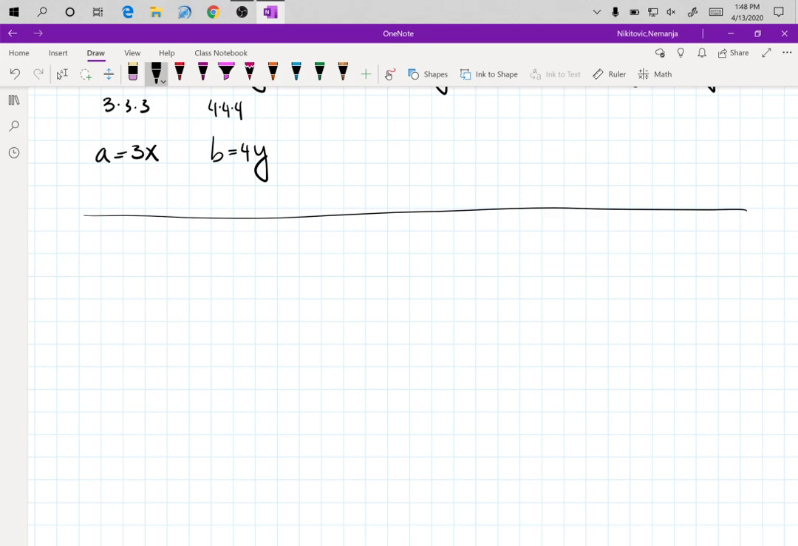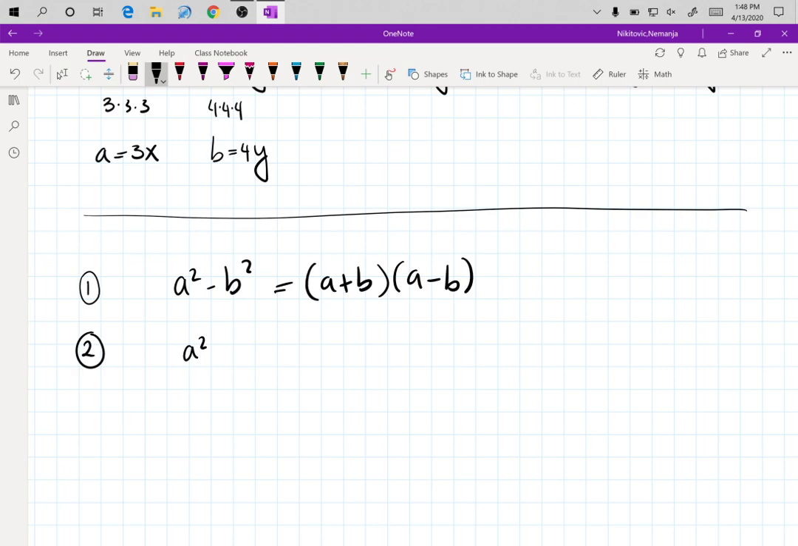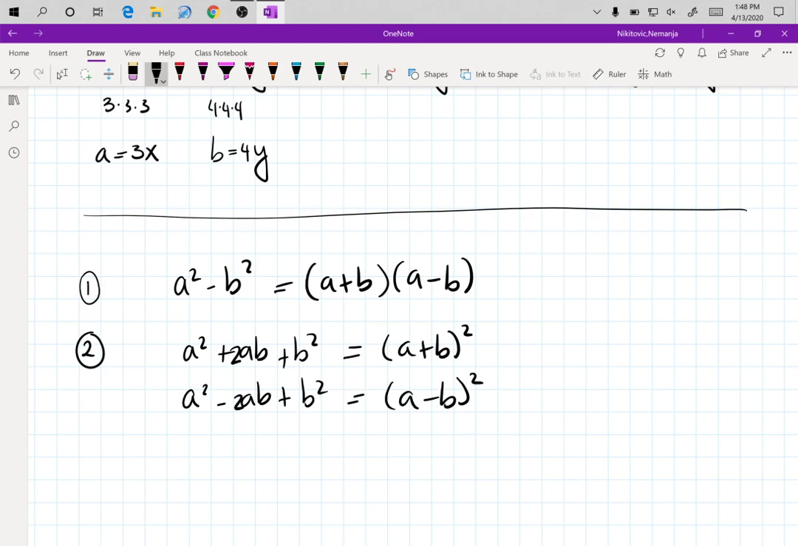All right. So to summarize everything, we have factoring number 1, which is a squared minus b squared, and that's a plus b, a minus b, called difference of squares. Then we have the second type of factoring, which is a squared plus 2ab plus b squared is a plus b squared, or a squared minus 2ab plus b squared is a minus b squared. I forgot the 2 there.